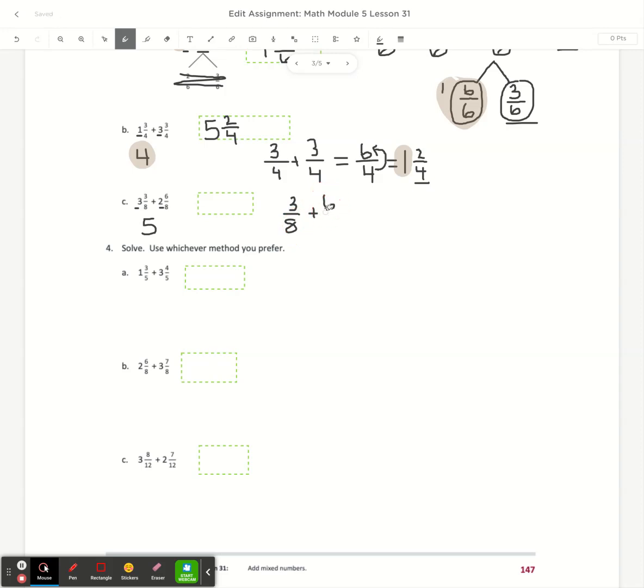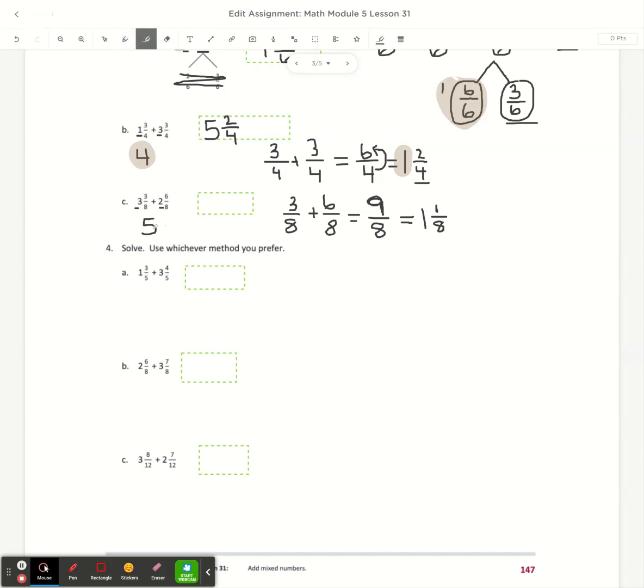3/8 plus 6/8. Again, if I am adding two fractions and they have the same denominator, that means that I am not going to mess with that denominator. I'm going to keep it the same and just add those numerators together. So 3 plus 6 is equal to 9. And again, I'm left with an improper fraction, so I have to change that improper fraction to a mixed number. Well, I know that 8 goes into 9 one time. I know that I'm not going to change my denominator. And I know that 1 times 8 is 8, and the difference between 9 and 8 is 1. So I am left with 1 1/8.